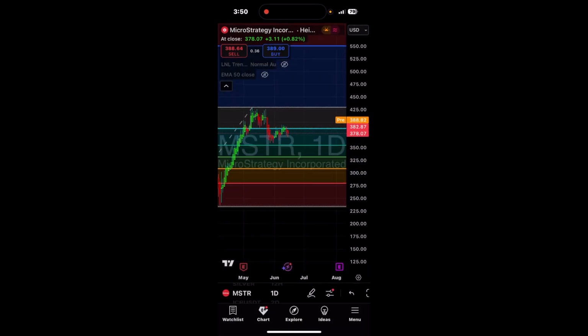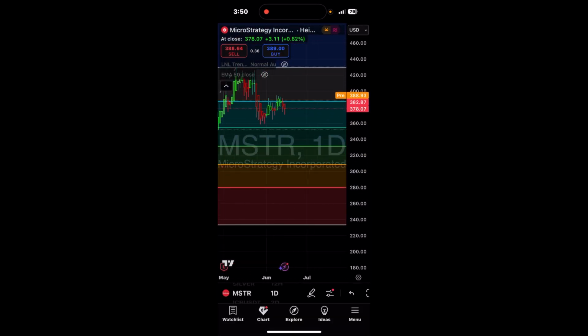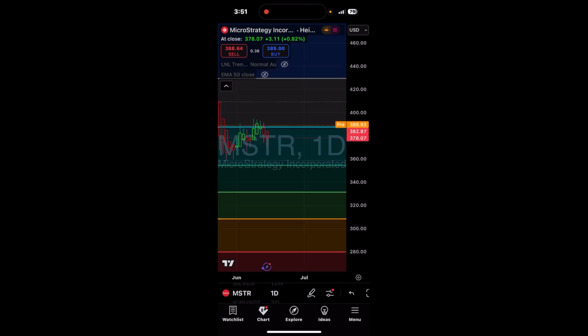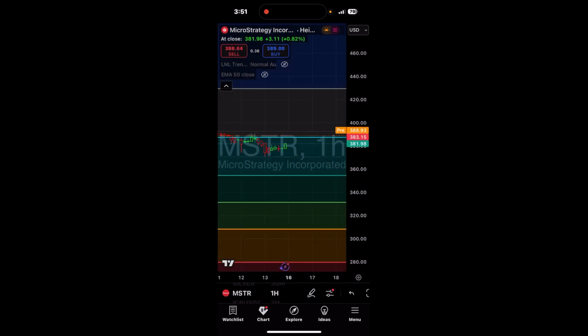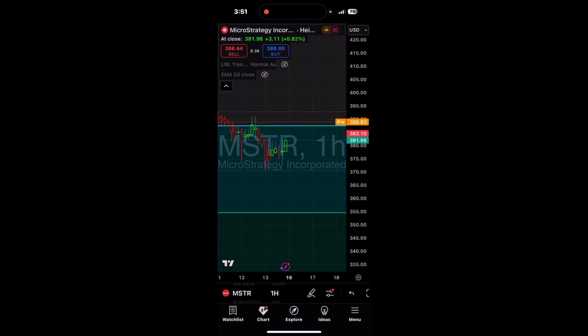Now, if we zoom in real quickly, we can tell that there is resistance around 387. So there's likely to be pullbacks around 387, and there's likely to be bounces at around 354. So if we go and look at our hour, we can see that it's probably going to try and get up here to this 387, and then it's going to pull back a little.